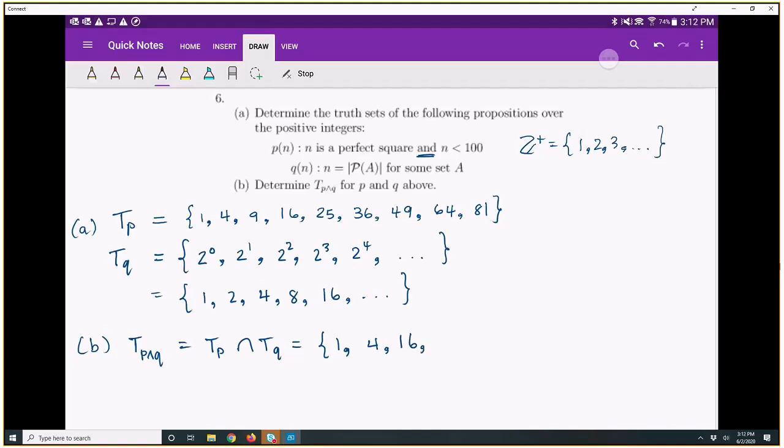Are there any other elements in the truth set of P which are in the truth set of Q? 64 should be a power of 2. That should be 2 to the 6th power if we had kept going. So this should be all of them. The next perfect square is going to be larger than 100, so no longer in the intersection.